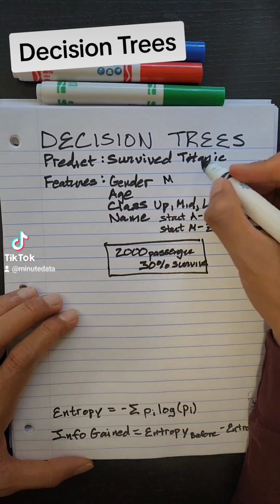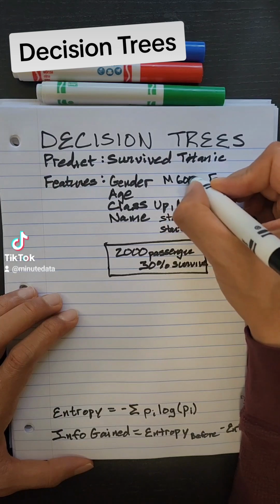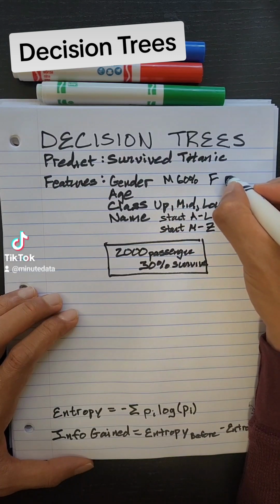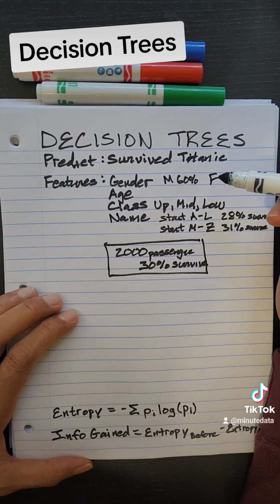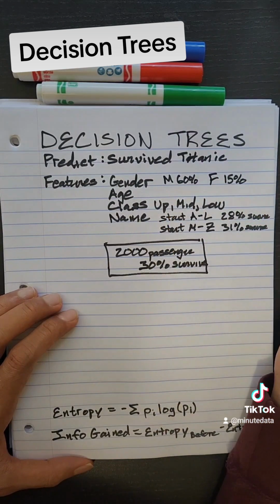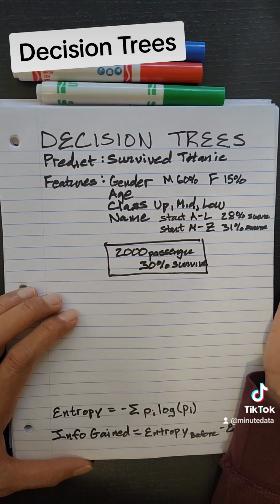Versus, let's say, gender. We have male and female. Male, let's say 60% survive, and female, 15% survive. Gender is a much better variable to split on because you have two very distinct survival rates. Versus name, where the survival rate is very similar, in which case we're not getting much information.